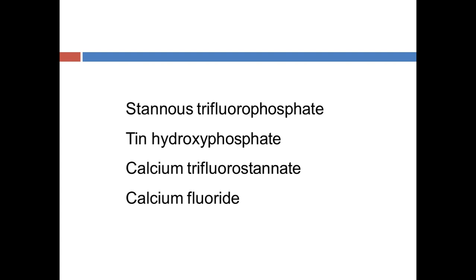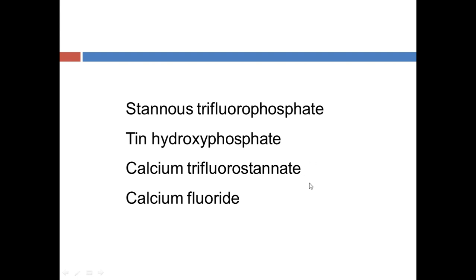Additionally, calcium fluoride, which is the fourth thing formed in very small quantities as one of the end products at both low and high concentrations, combines with hydroxyapatite to form fluorhydroxyapatite. Thus, everything is important here except tin hydroxyphosphate, which is formed in low concentrations. In low concentrations, actually, first two will be formed, among which stannous trifluorophosphate has anti-carcinogenic properties, whereas at high concentrations, stannous trifluorophosphate and calcium trifluorostanate will be formed. Both will have anti-carcinogenic properties.